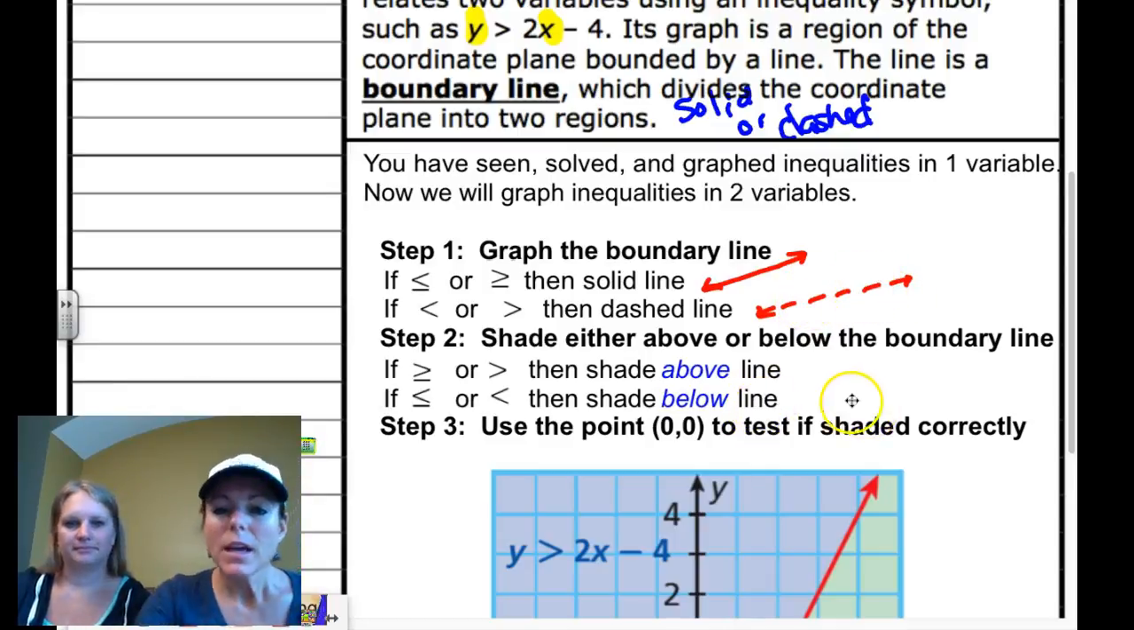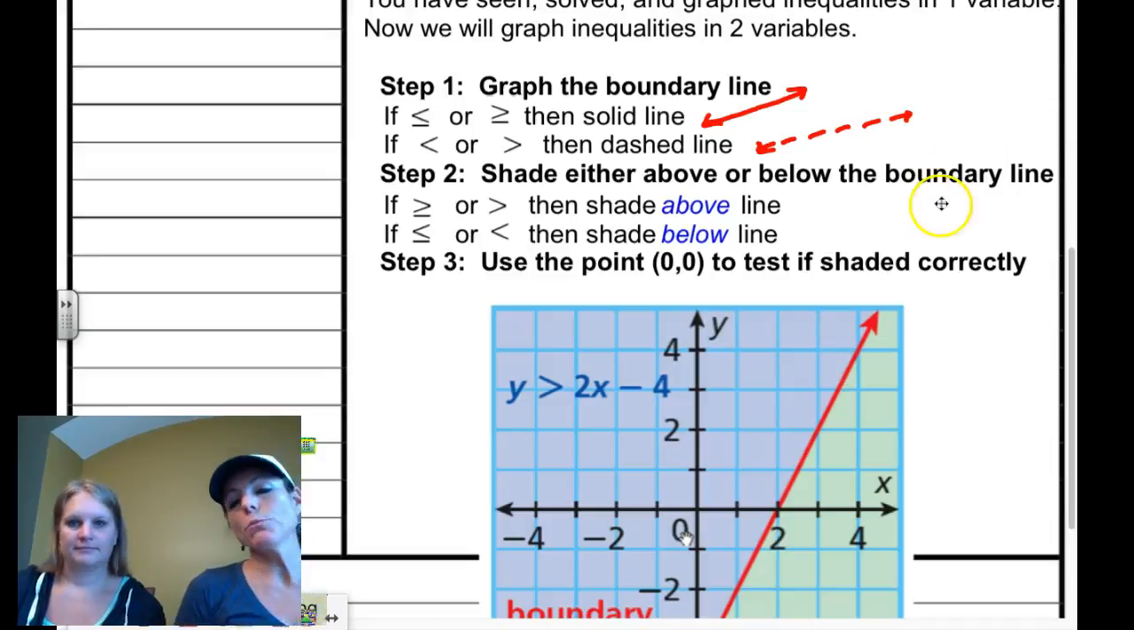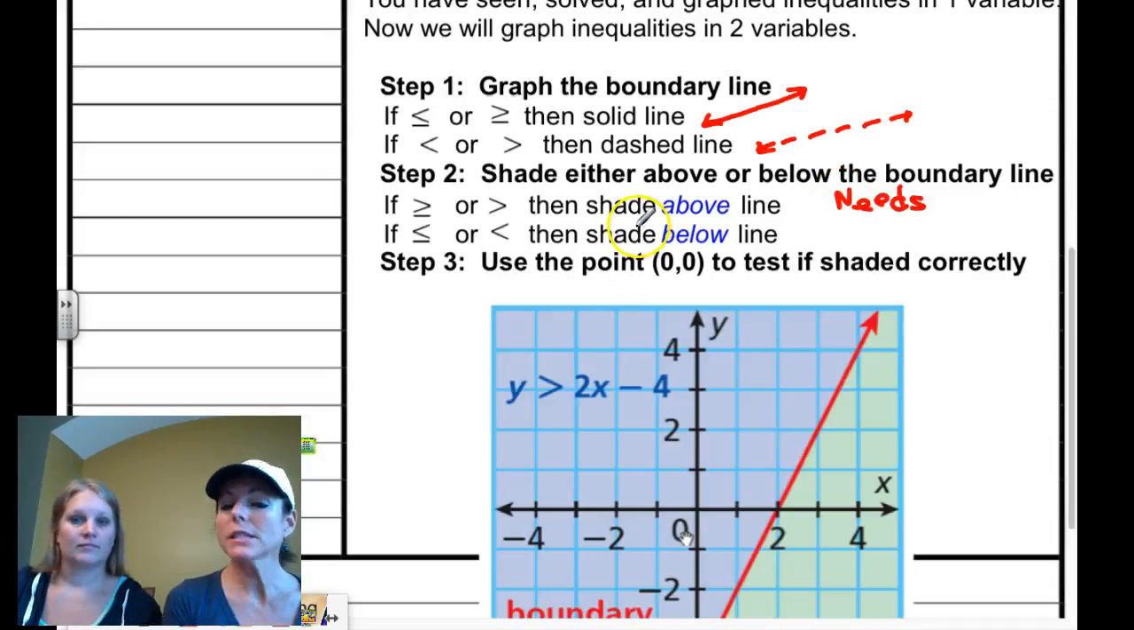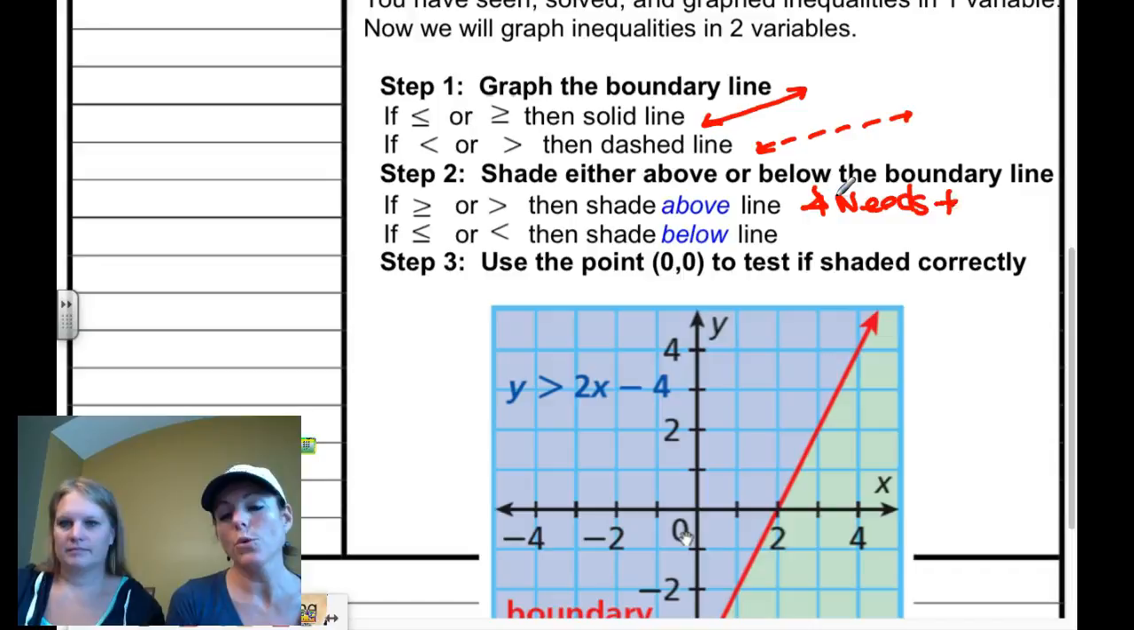Now, a key thing that Miss Boyd's going to write next to step two, in order to determine whether you're shading above or below. If it's greater than or equal to or just greater than, you shade above. And if it's less than or equal to or less than, you shade below. However, it has to be in slope-intercept form in order to use this rule.